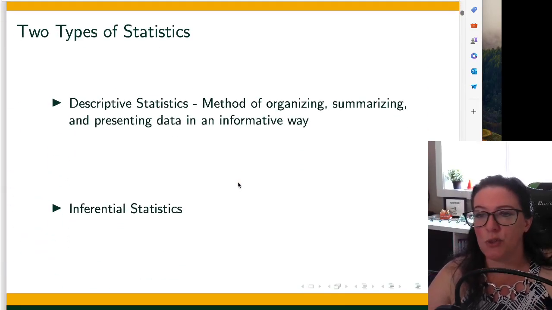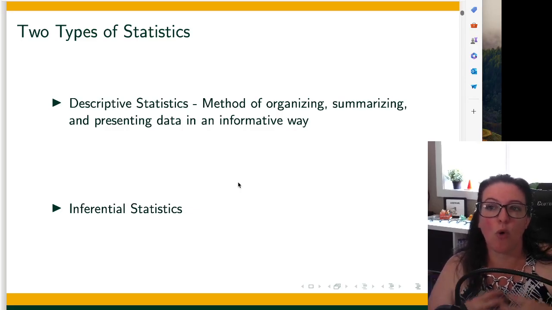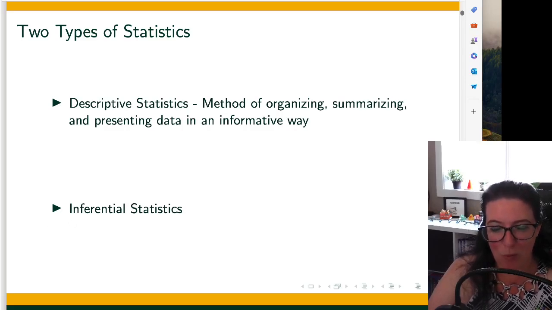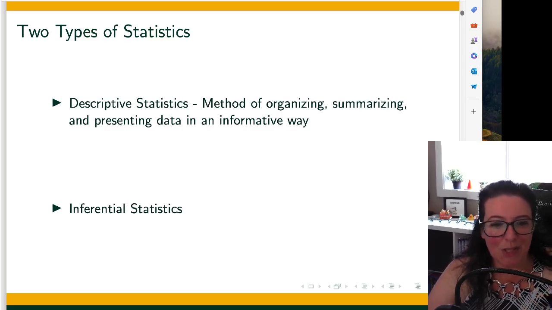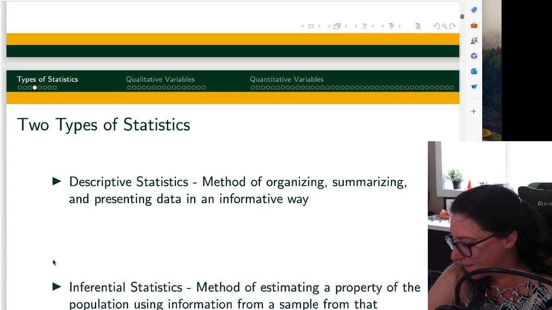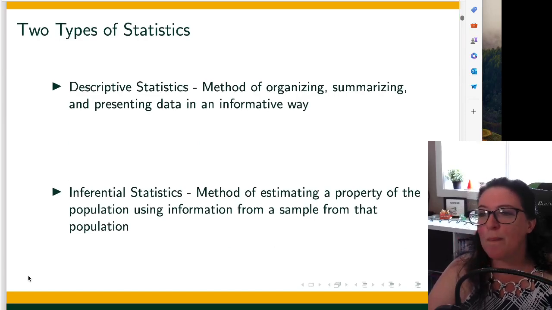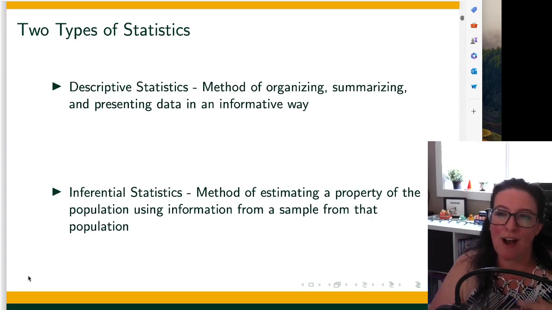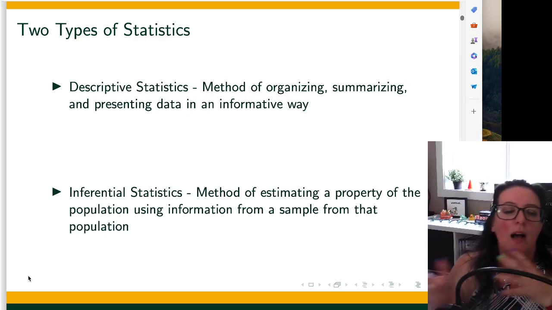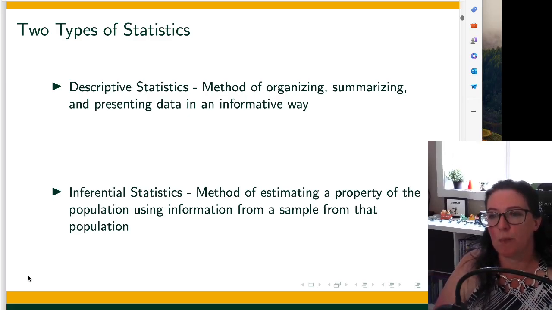So let's define the two. Descriptive statistics is the method of organizing, summarizing, and presenting data in an informative way. So we're describing what's happening and summarizing that information. Whereas inferential statistics is our method of estimating a property of that population. So we're using information from the sample to tell us about the population.